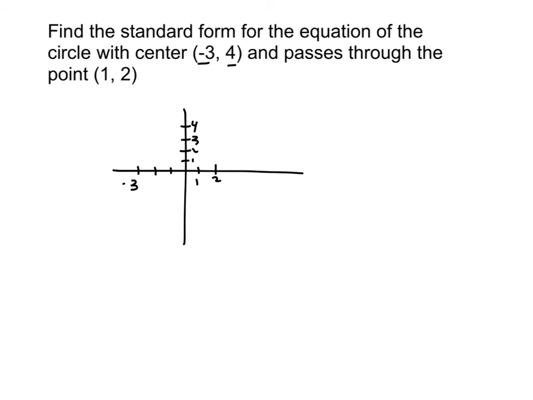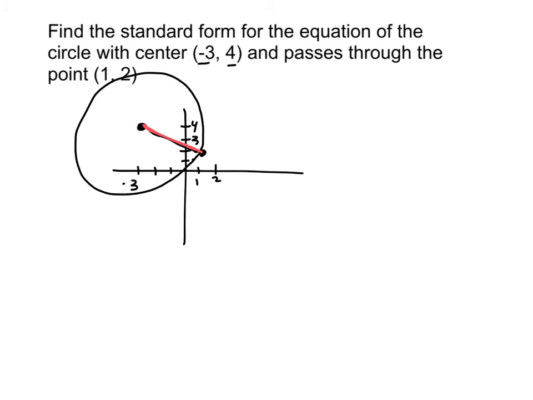The center is here, and it passes through the point 1, 2. So x is 1, and y is 2. It passes through this point here. If I were to draw this circle, there it is. One thing that we don't know, that's not given to us, is the radius.